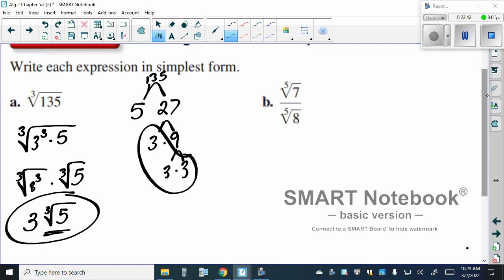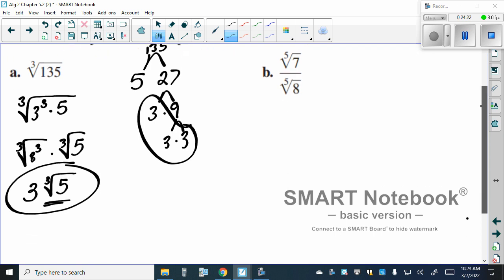Obviously, we can't take the 5th root of 7. 7's prime, yes? Can I take the 5th root of 8? Well, no, because 8 is a perfect cube, because 2 cubed is 8, yes? Okay, because that's kind of nice to know. Will 7 divide by 8 evenly? Well, no, it's prime, right? But one of our simplifying rules says I cannot have a fraction inside of a radical, and I cannot have a radical in the denominator, yes? So we need a way to simplify this.